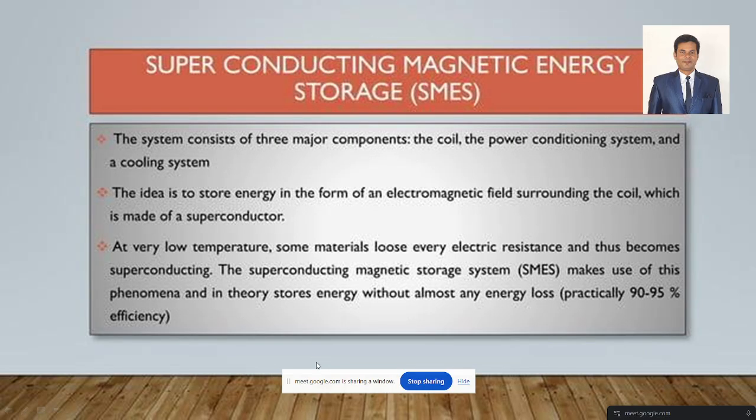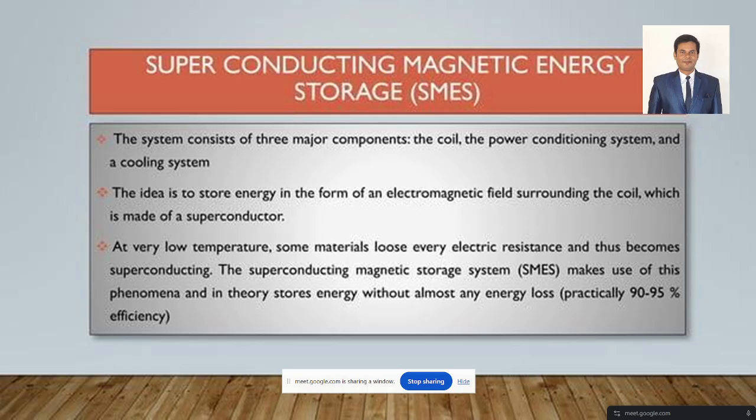At very low temperatures, some materials lose their electric resistance and thus become superconducting. When a material loses its resistance, it goes to a very low temperature. That is one advantage, where you can make use of this phenomenon to store the energy without almost any losses, right?